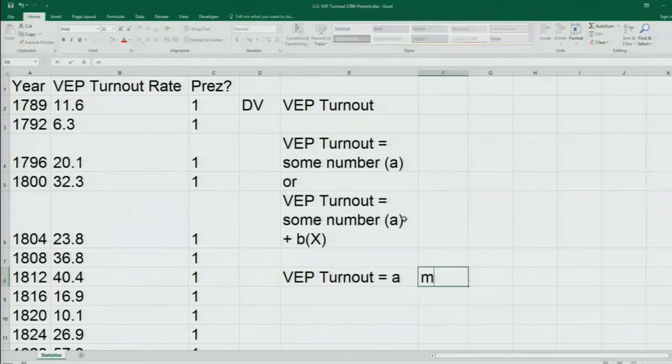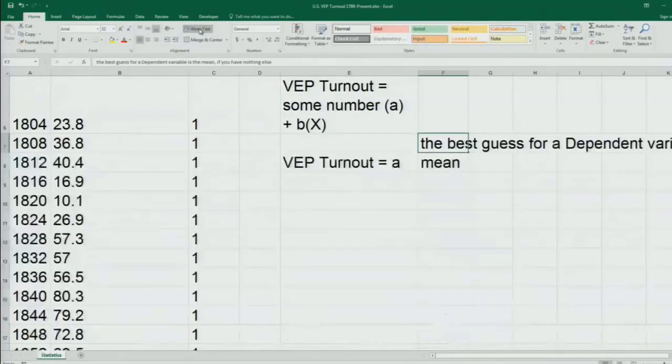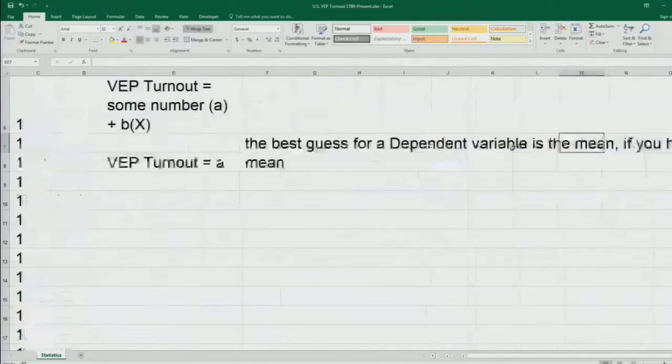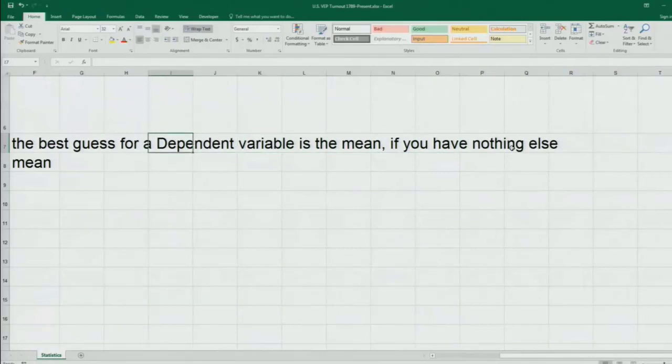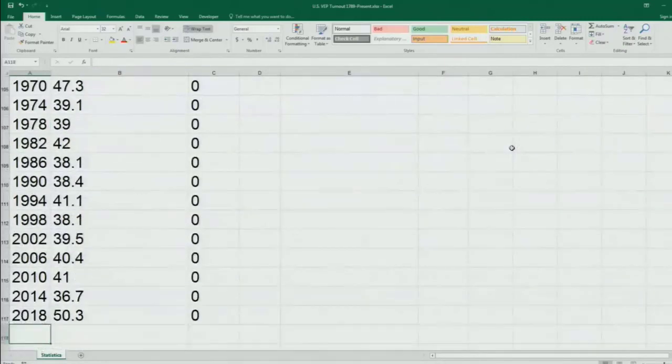The best guess for a dependent variable is the mean if you have nothing else. The best guess for what it's going to be in 2020 is the average of what it's been before.